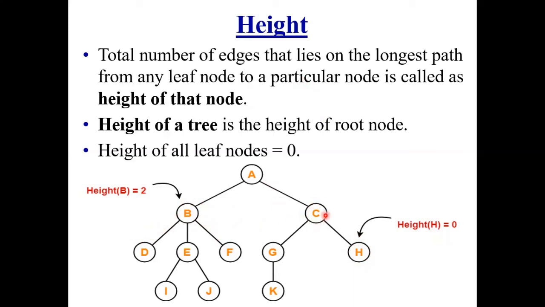What is the height of a C node? Height of a C node. In the left subtree, we have 2 edges. In the right subtree, we have 1 edge. So what is the maximum one? So it is 2. We choose the longest one.